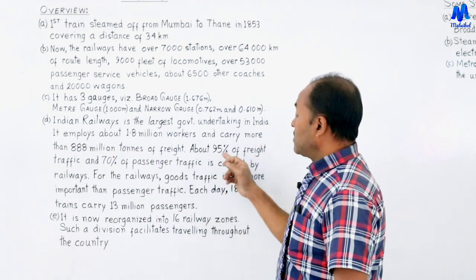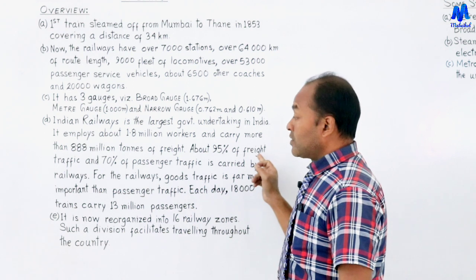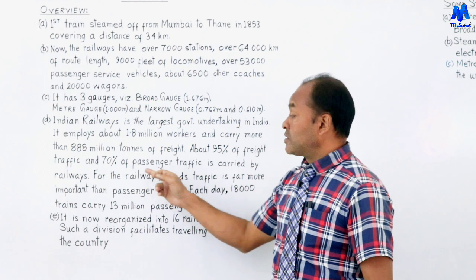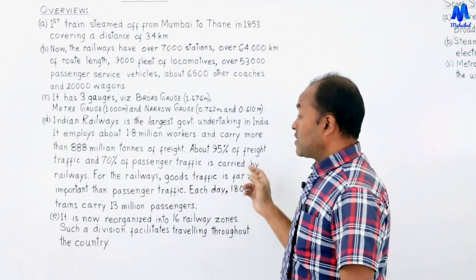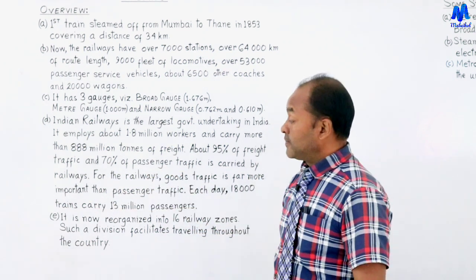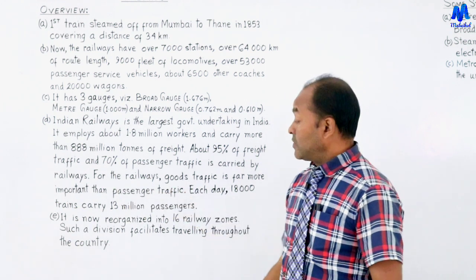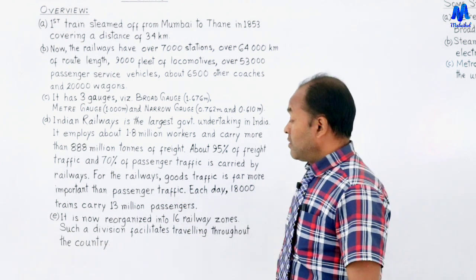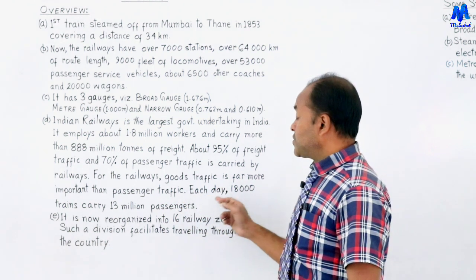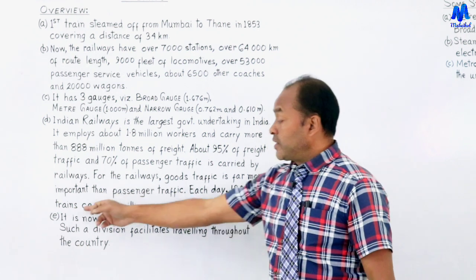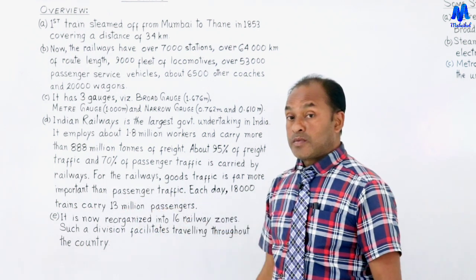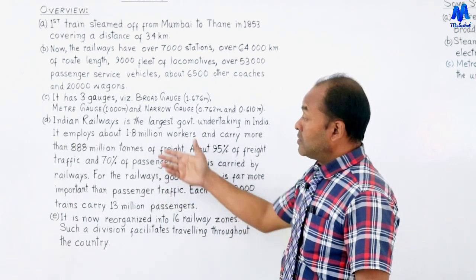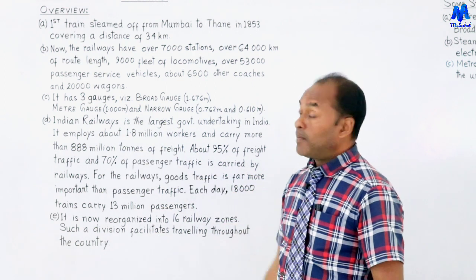About 95% of freight traffic and 70% of passenger traffic is carried by railways in India alone. For the railways, goods traffic is far more important than passenger traffic. Each day 18,000 trains carry 13 million passengers. So this is the complete data, I mean the overview, about railways.